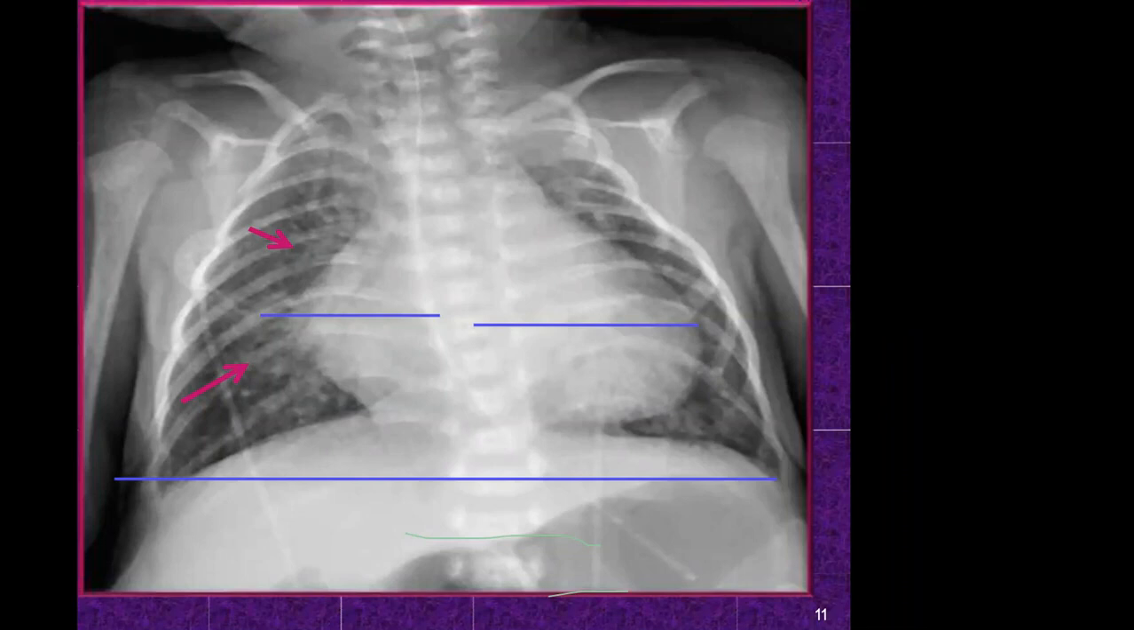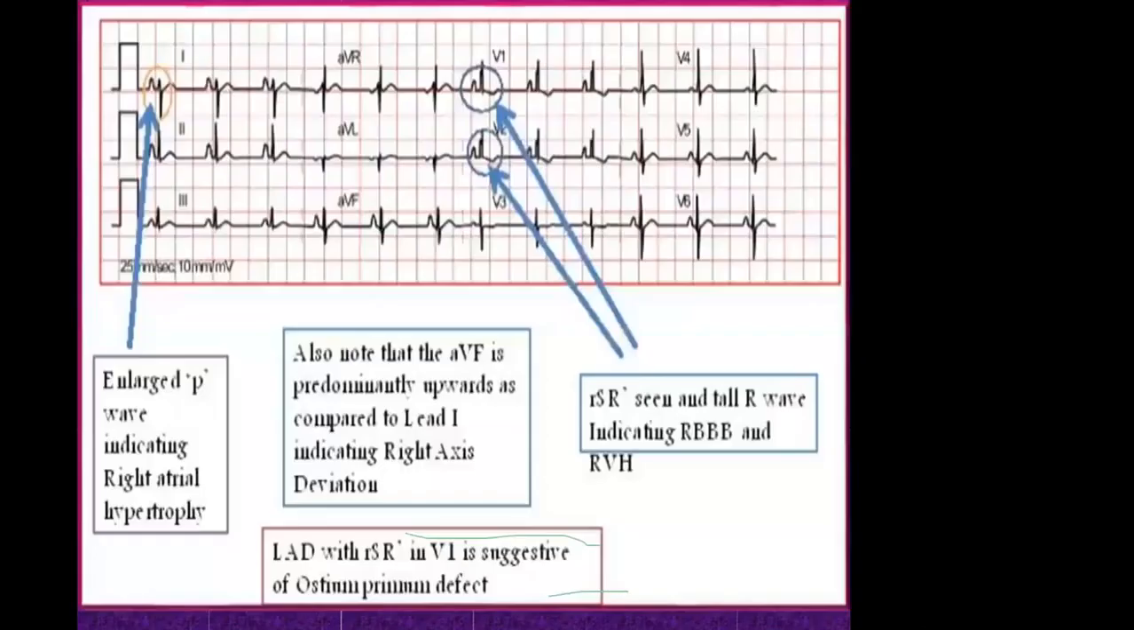Can someone recall what we learned in our last one or two sessions about the ECG changes? What do we notice? The first thing was right axis deviation. Right bundle branch block, we also notice over here. And there is an RV strain pattern, because the QRS is positive but the T wave is negative over here. What else do we see?